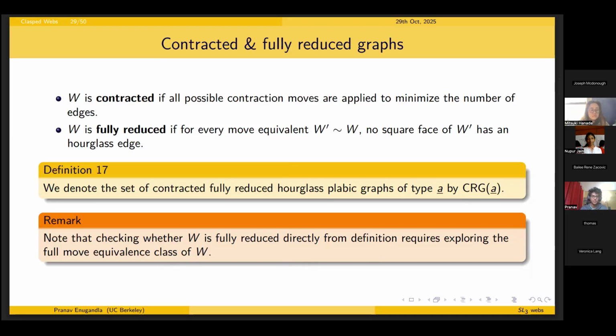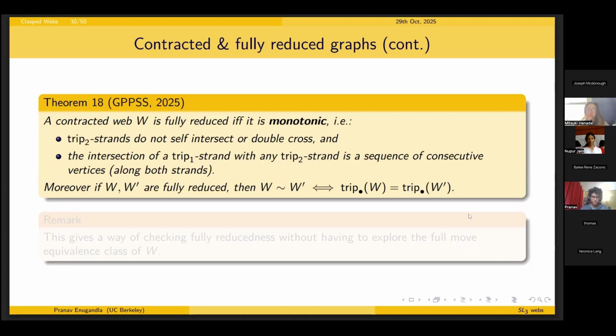Bad square being one where you have an hourglass edge in the square. But they have a better combinatorial criterion for this, which is the following. They say that if you want to decide whether a given contracted web is fully reduced, you just have to look at the trips. As long as your trip 2 strands don't double cross, so they don't cross and cross again.